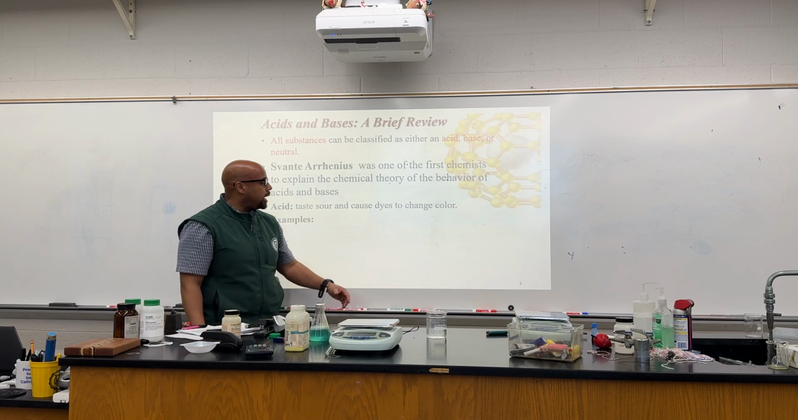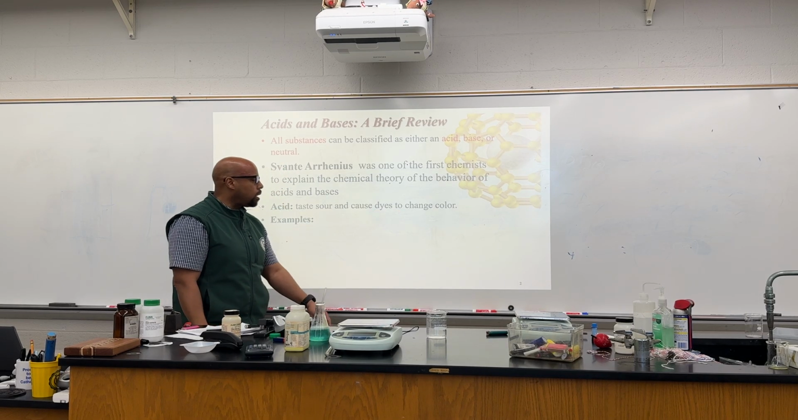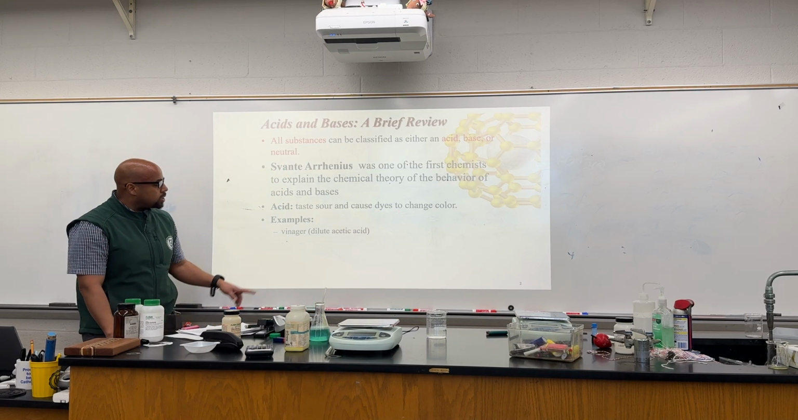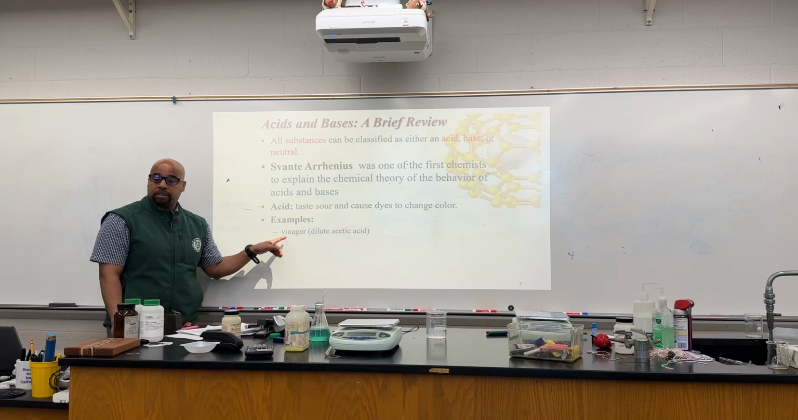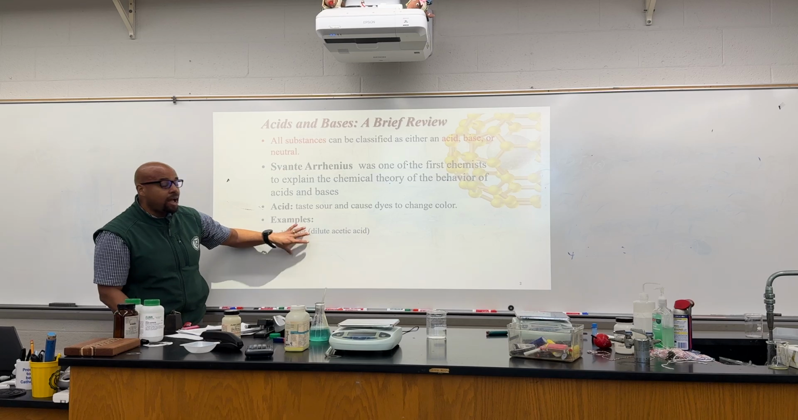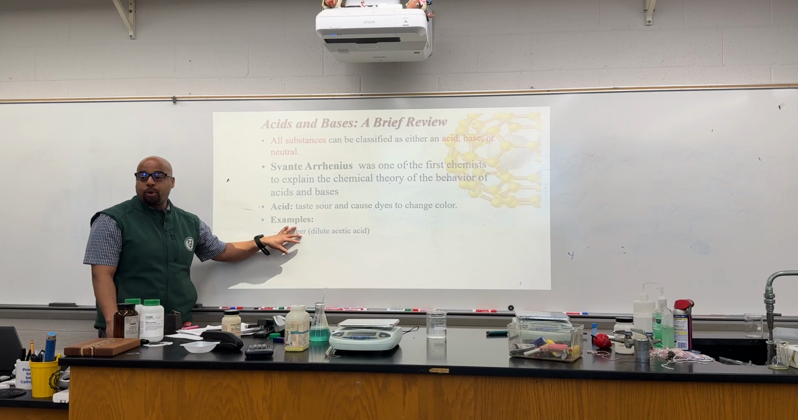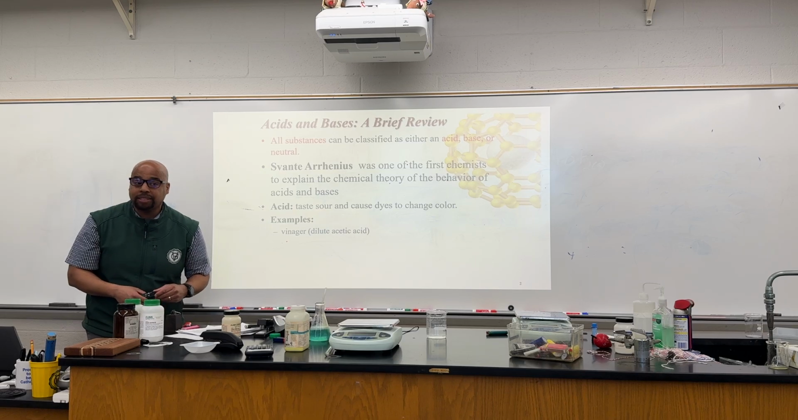It can also change dyes different colors. And we'll talk about that when we start looking at indicators here. So vinegar is a prime example of something that's extremely sour. What it has inside of it is acetic acid. And it's normally only about 1% acetic acid, and 99% of the vinegar that you're buying is nothing more than water. But that little itty bitty 1% makes that thing extremely sour.